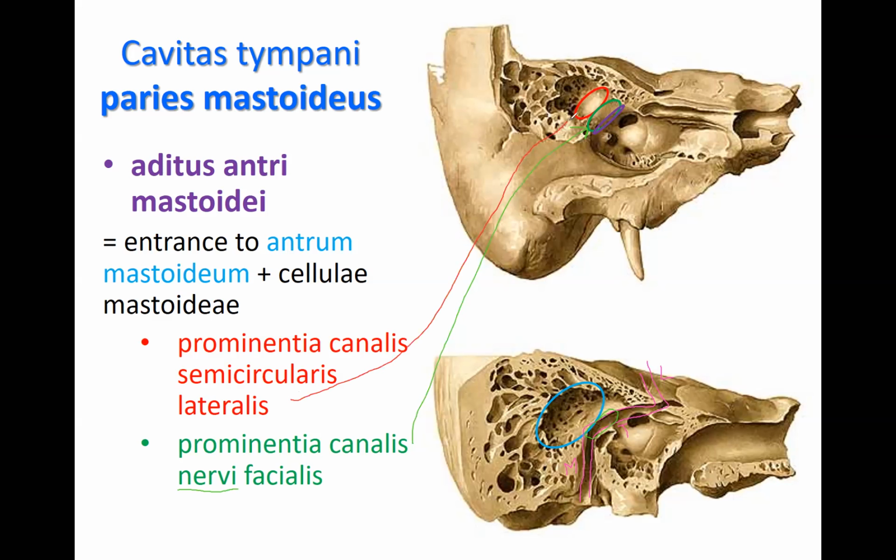So imagine that the bony wall is not here. There's only a membranous wall. You have inflammation inside. What can happen? The inflammation can cause paralysis of the facial nerve. It can cause irritation of the lateral semicircular canal. Please give me the answer in the chat. What will happen if we irritate the lateral semicircular canal of the inner ear? What do you think? You should know the answer, even though we have not talked about this in detail.